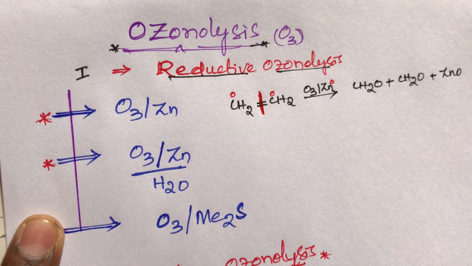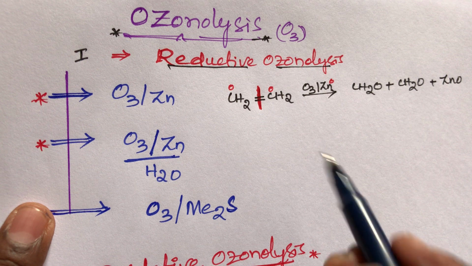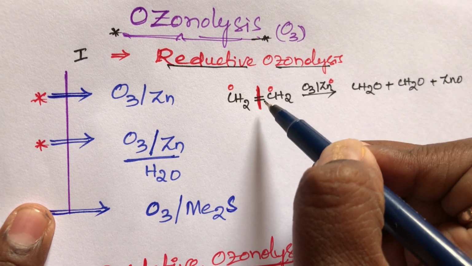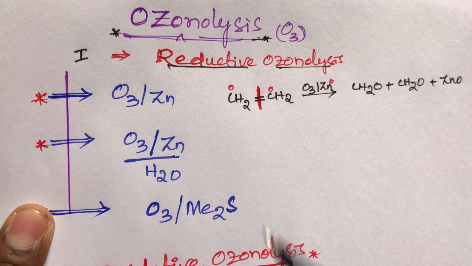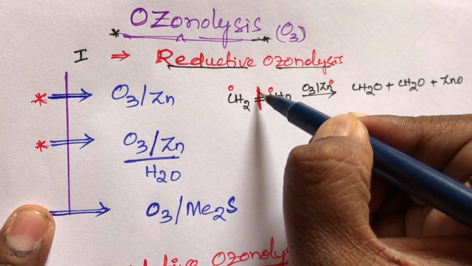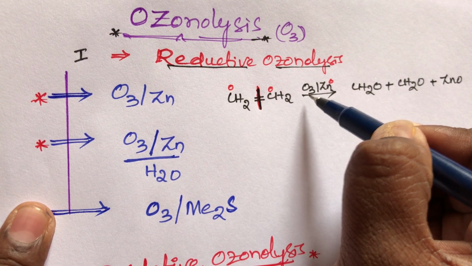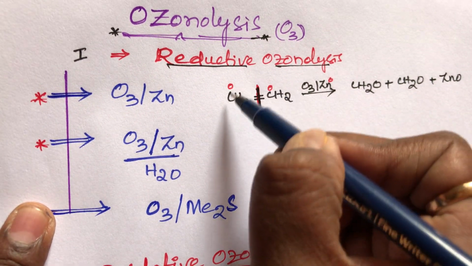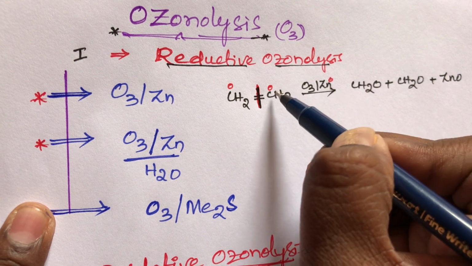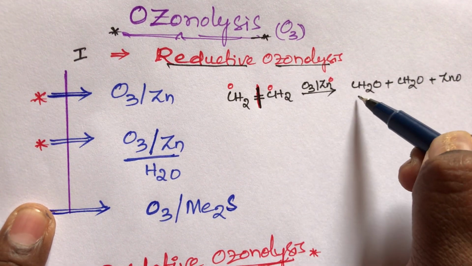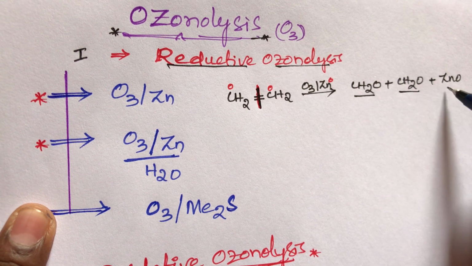Remember, student, cut this double bond of CH2 double bond CH2, this is ethene. In the ethene molecule one double bond is there. First step: bond cleavage means cut this bond. Here three oxygens are there. Out of these three, put one oxygen on this carbon, one on this carbon, and the remaining oxygen is put on zinc. So we get CH2O, CH2O, ZnO.